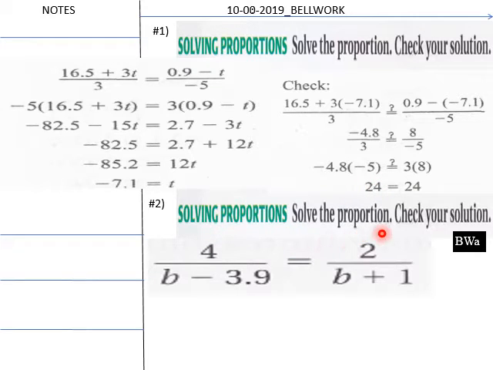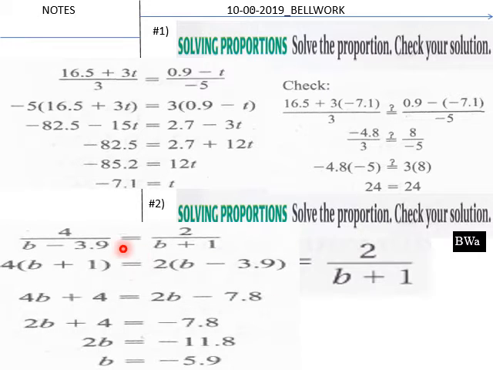And then down here, solve the proportion, check your solution. So down here, 4 over (b minus 3.9), and we cross multiply, we end up with 4b plus 4 equals 2b minus 7.8. We moved our 2b over here. We subtracted 2b from both sides, so we had 2b plus 4 equals negative 7.8. And then we subtract 4 from both sides. We have 2b equals negative 11.8. And then we divide through by 2, so b equals negative 5.9.